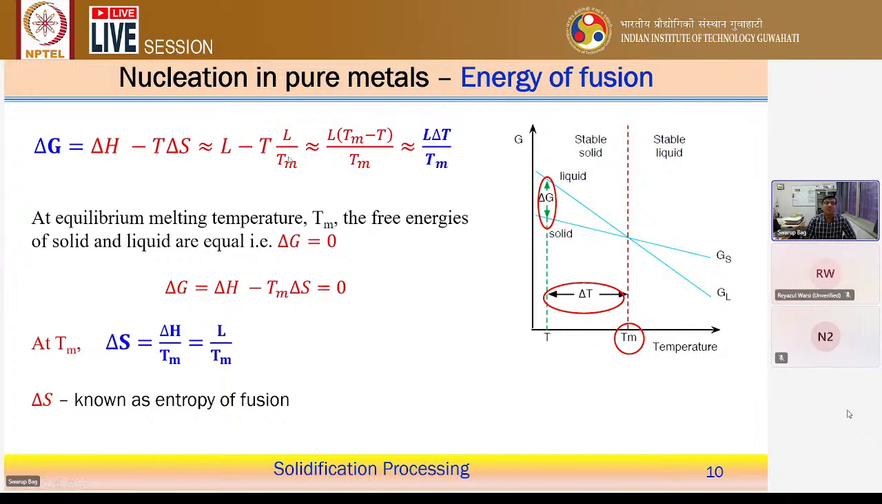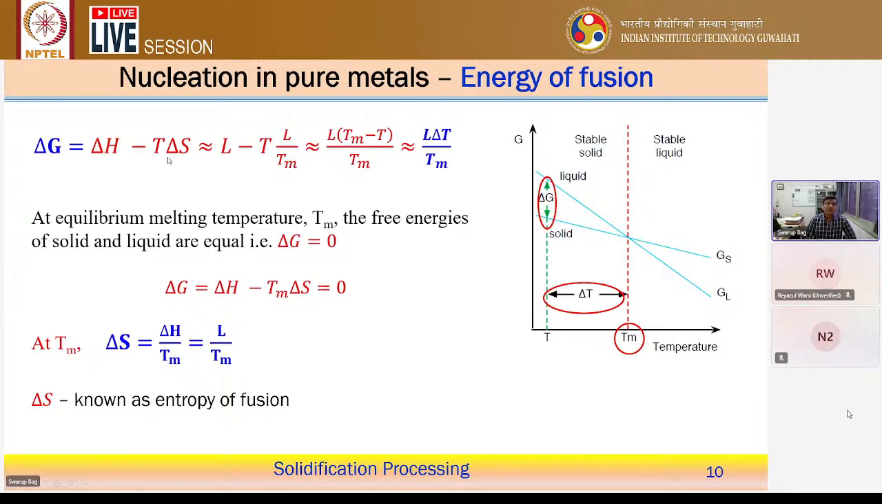So suppose delta G is equal to L by Tm, and from here you can find out L into (Tm minus T) by Tm. So that is basically L into delta T by Tm. So basically delta G gives free energy. In this case, the free energy change is basically equivalent to the latent heat, change of enthalpy, times delta T, the degree of undercooling available at melting point temperature Tm.